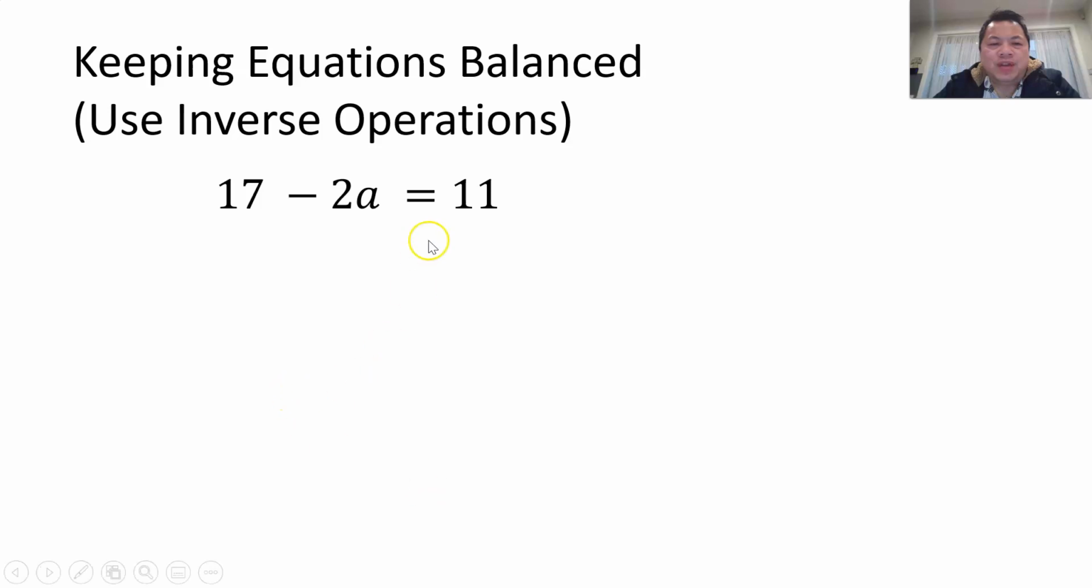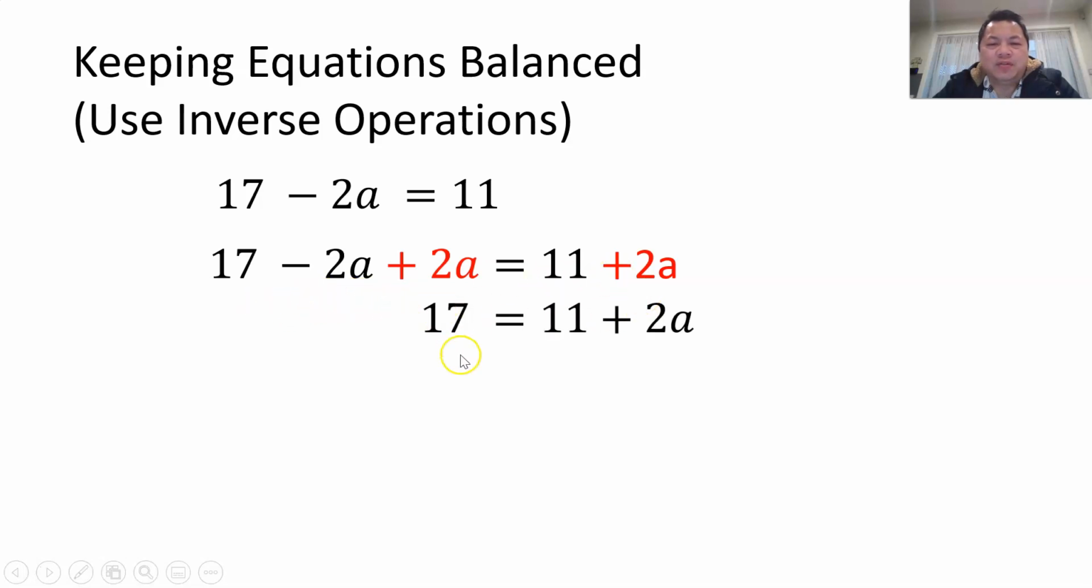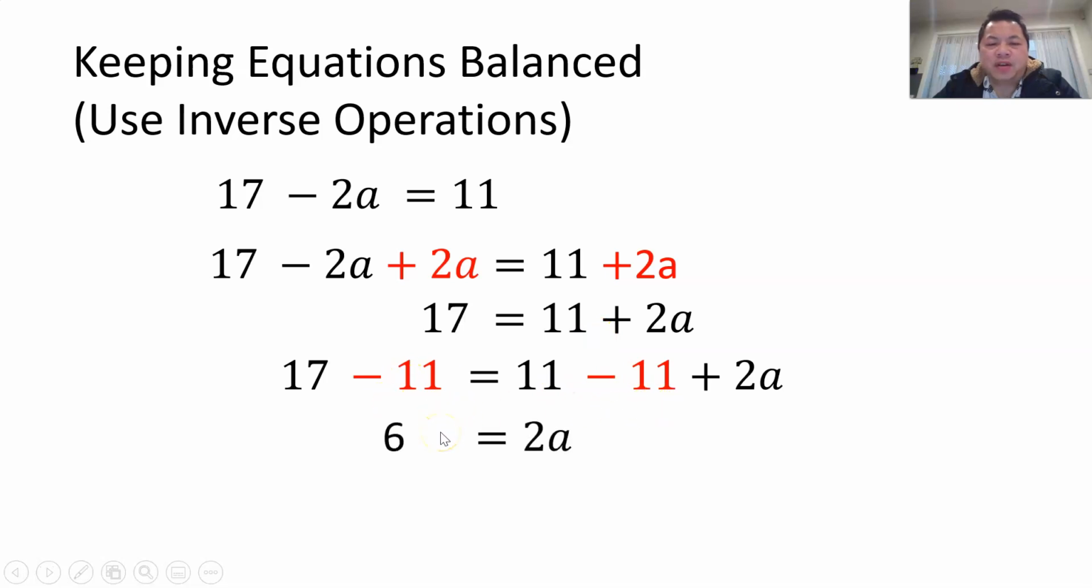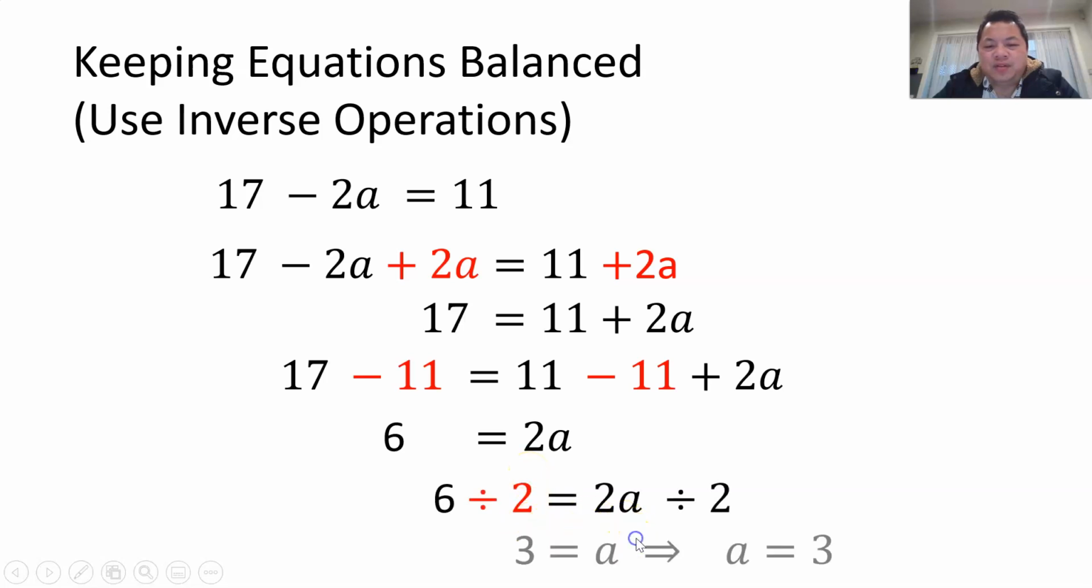So 17 minus 2a equals 11. Let's make this positive. So we plus 2a on both sides. That's how I get 17 minus 2a plus 2a equals 11 plus 2a. So over here I have 17 equals 11 plus 2a. So now I've got to get rid of this 11 here. So I minus 11 on both sides. That's how I get 6. 6 equals 2a. Divide by 2. So that's how I get 3 equals a, which means a equals 3.